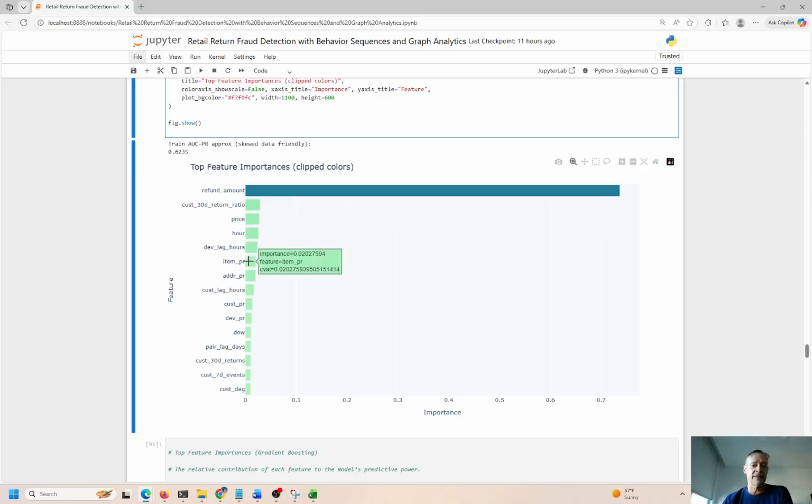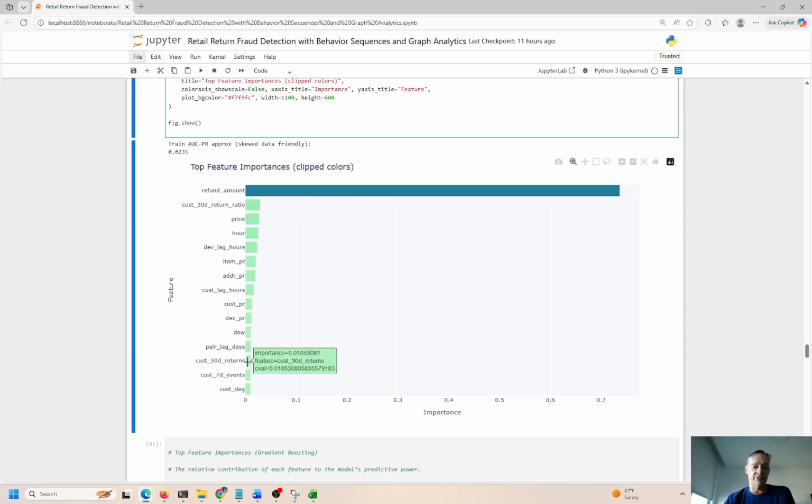Hour of the day, not really. All these other things like here, day of the week, lag days, customer returns within 30 days has a 1% impact on the probability of fraud. Customer return ratio, which means how many returns the customer is doing within 30 days.